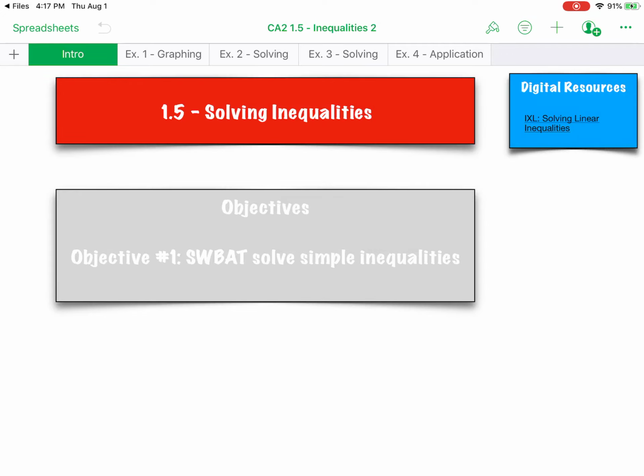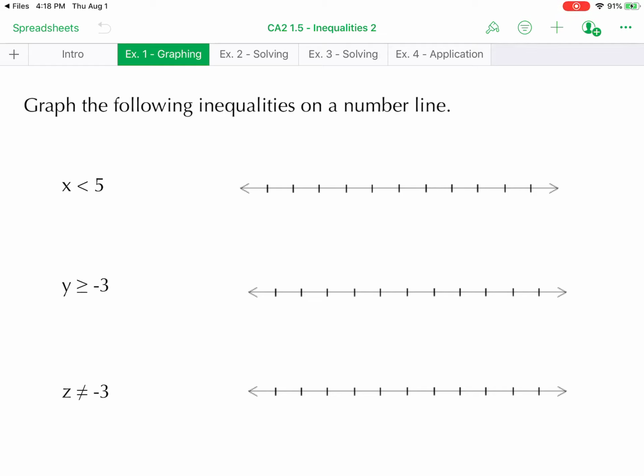Right, in section 5, we're going to just be reviewing how to solve what are known as simple inequalities. We use the word simple not to say that they're easy, just to say that there's only one inequality symbol in the problem. Okay, I'm hoping that this particular unit or the section will be review for you.